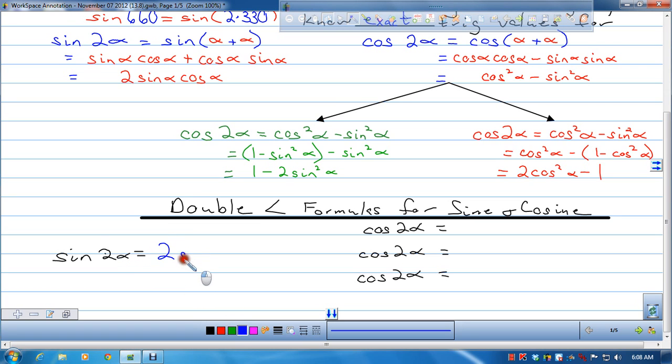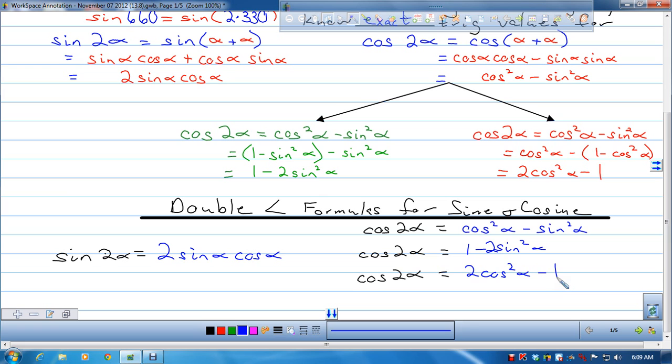We've got 2 sine alpha cosine alpha, or the cosine double angle can be cosine squared alpha minus sine squared alpha, or 1 minus sine squared alpha, or finally, I'm sorry, 1 minus 2 sine squared alpha, or 2 cosine squared alpha minus 1.